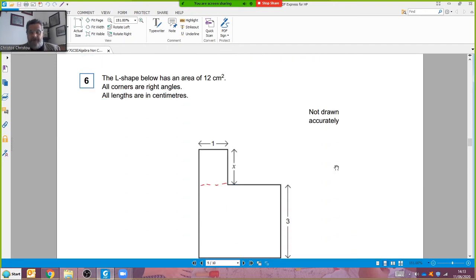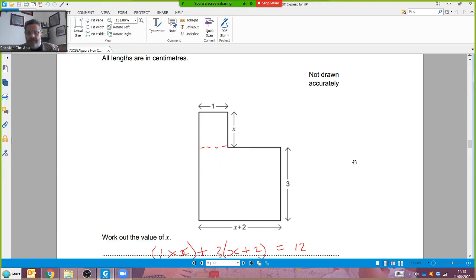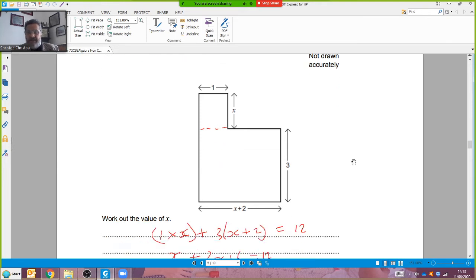Question 6. Somebody says to me, where do I go from here? I'm stuck. What's next? All will be revealed right now. It's an L shape, and the entire area comes to 12 centimetres squared. Work out the value of x. So I want to gradually scroll down. So the value of x, well, an area. I've got an area of 1 times x. True, there it is, that little bit there.